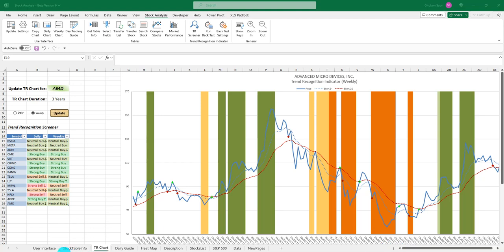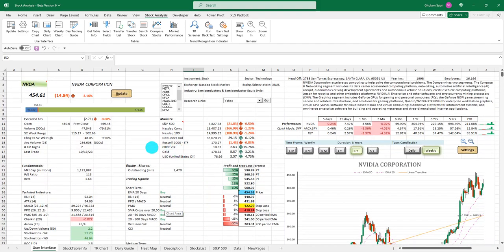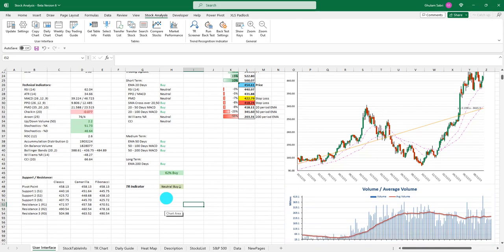TR indicator. The third worksheet in our stock analysis software is the TR chart. If you go back to the first worksheet, which is the user interface worksheet, over here you see our proprietary TR indicator status: neutral buy for this particular stock, which is Nvidia in this case, based on a weekly chart right here. It is telling us that it's a neutral buy and has changed its direction very recently from a strong buy, or something like a buy, to neutral buy.